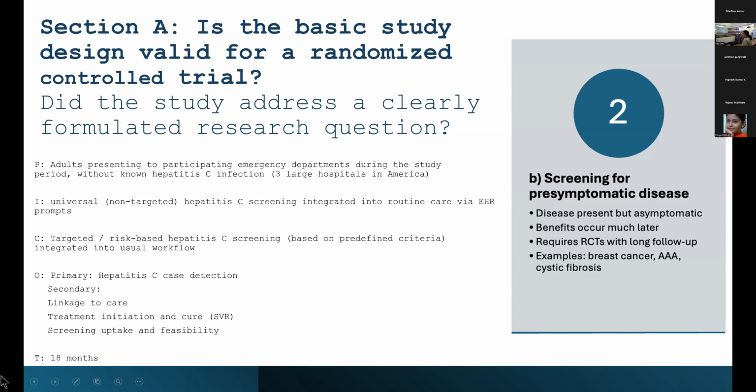And the outcome here, they looked at hepatitis C case detection. The secondary outcomes are linkage to care, treatment initiation, and screening uptake. And the follow-up time was only 18 months. I'll come to these flaws a little bit later. And here, this is screening for a pre-symptomatic disease, and remember, we said it needs a randomized control trial. So that's what they have done, which is appropriate.